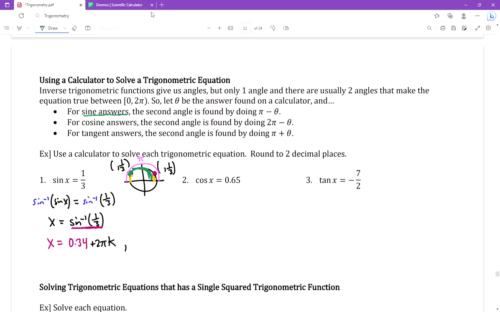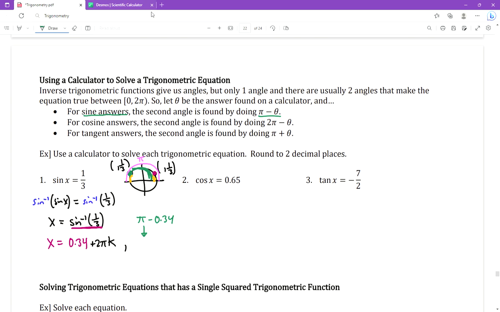I hope that's not too tough to see with the picture, but you could also just think, I should just take the answer and do pi minus theta and be done with it. So for this answer, we're going to do pi minus the 0.34. That's going to be right here. And then we'll still add 2 pi k to it.